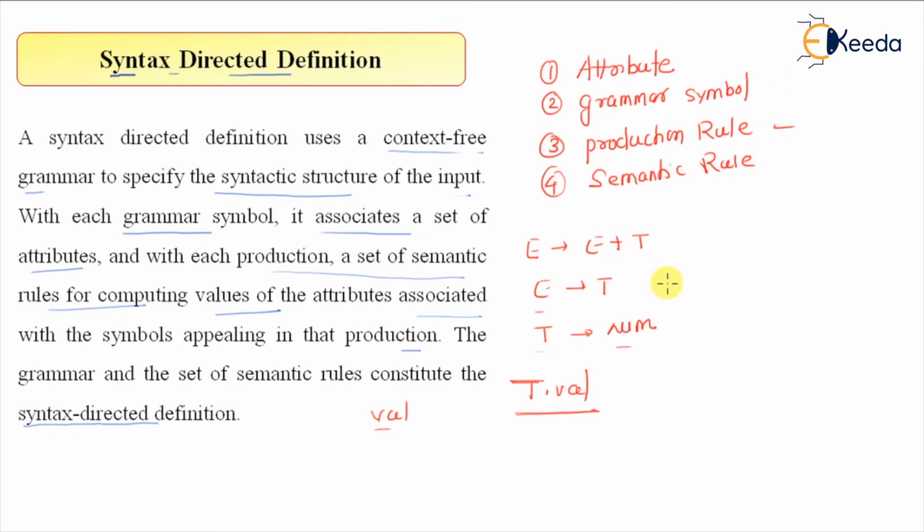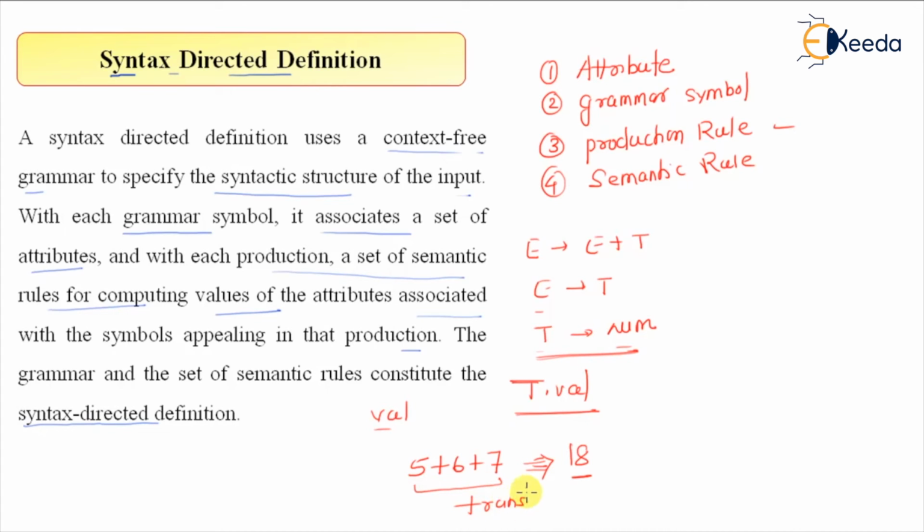Now the production rules are given to you. We have to find some semantic rules in such a way that 5 plus 6 plus 7 will be translated to 18. We want this to happen. This process is called translation: 5 plus 6 plus 7 has the final value 18, and that is nothing but the translation.